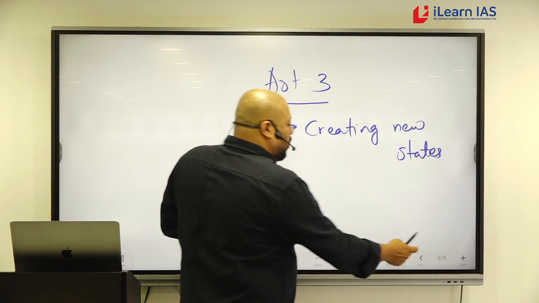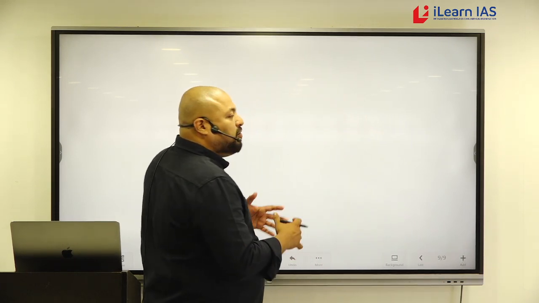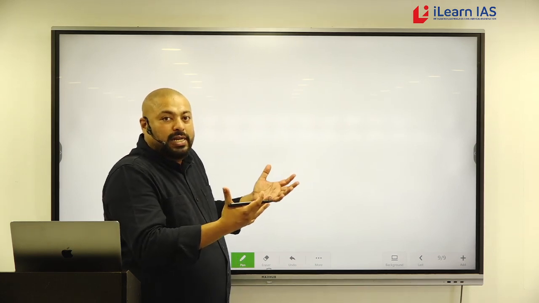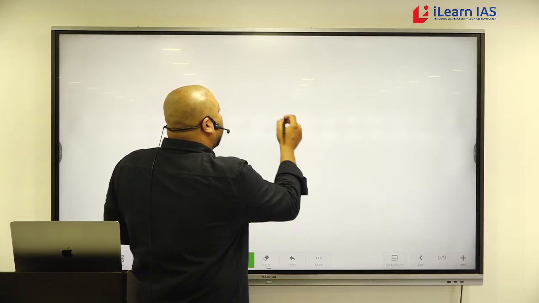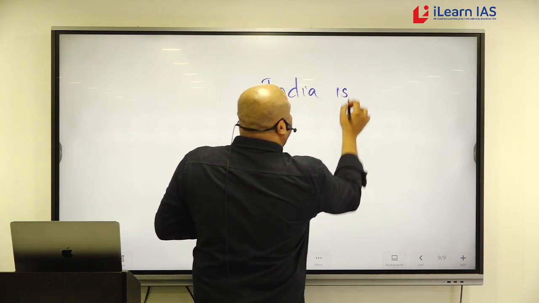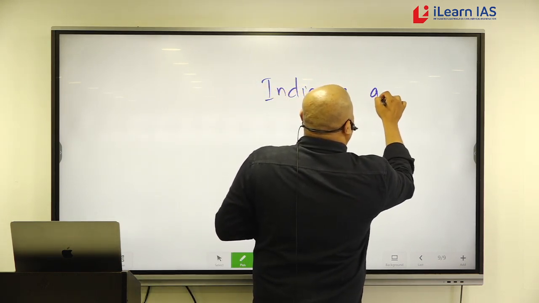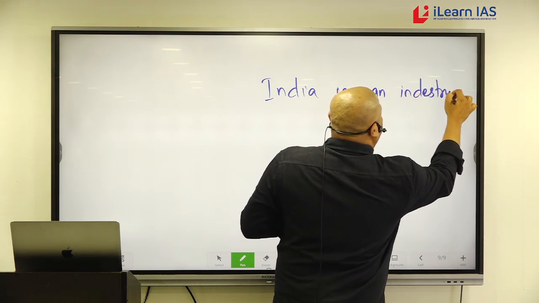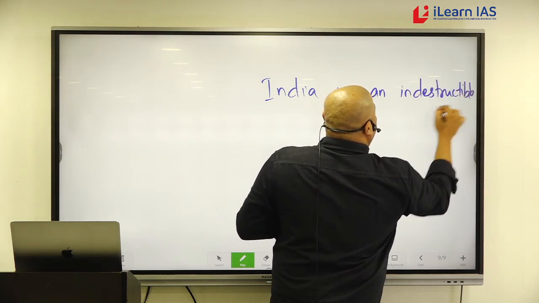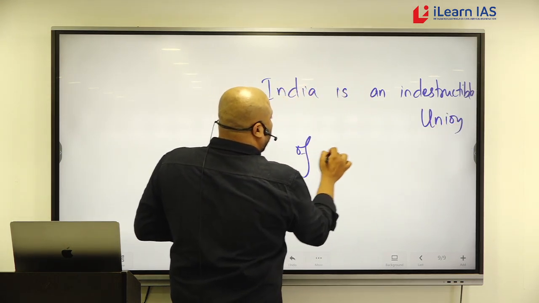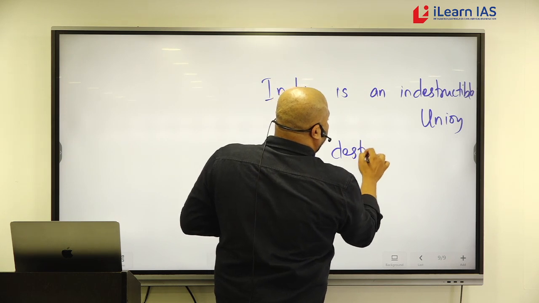So therefore, you need to understand that if you look at the type of the polity in India, there's a very famous statement. It says that India is an indestructible union of destructible states.